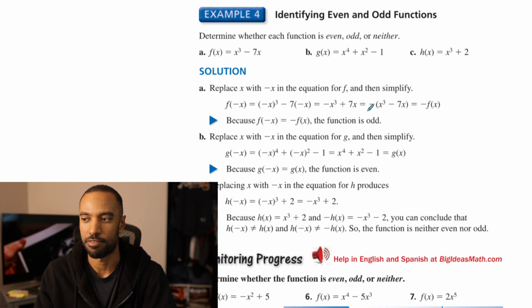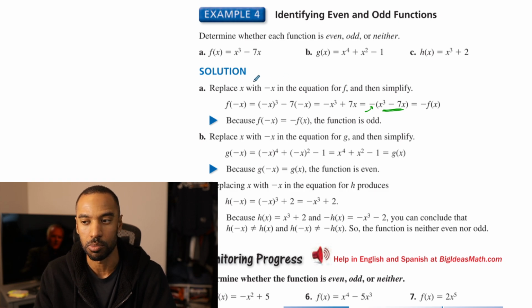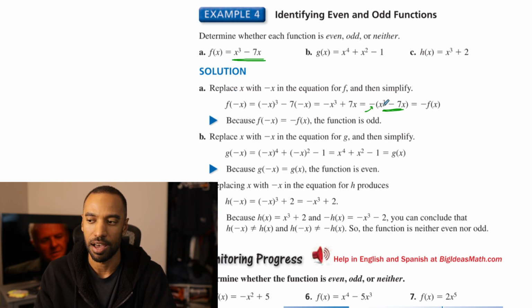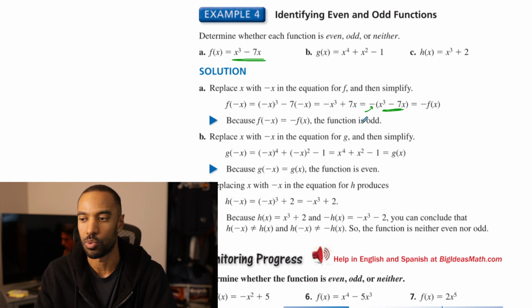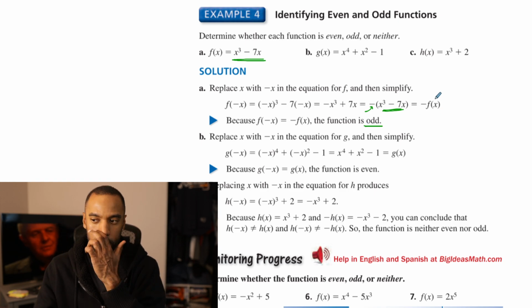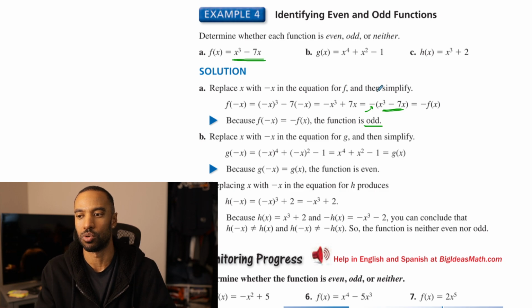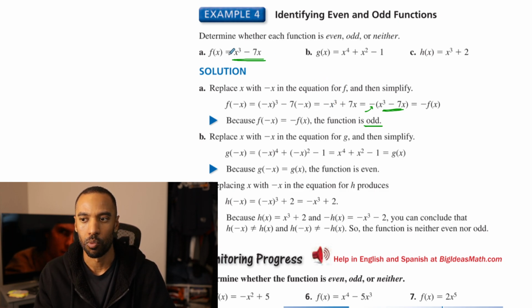Now what they do from there is they factor out the negative, and the important reason for factoring out the negative is to represent what's inside as exactly what it used to be. Remember, f of x was x cubed minus 7x. Now f of negative x is the exact opposite of x cubed minus 7x, which means it's the opposite of the previous f of x value you had. If that's the case, that means you have an odd function. So do factor out that negative and see what the result is, specifically when this term was positive and now it's negative.